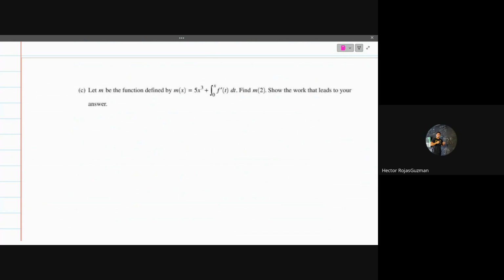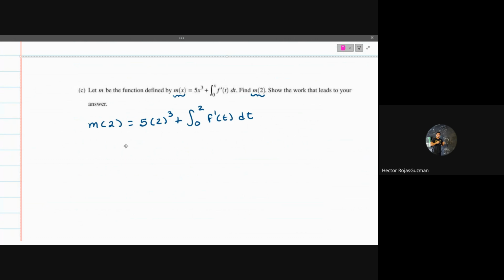All right. So don't overthink it. We want to find m of 2, and we already have a function for m. Start by plugging it in. m of 2 is equal to 5 times 2 to the power of 3 plus the integral from 0 to 2 of f prime of t dt.